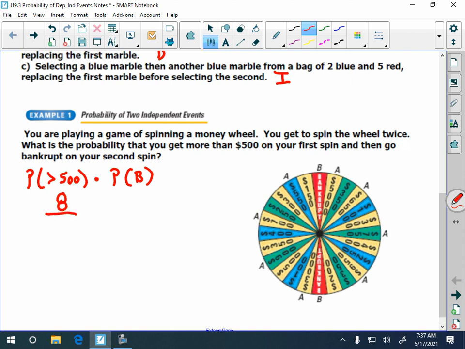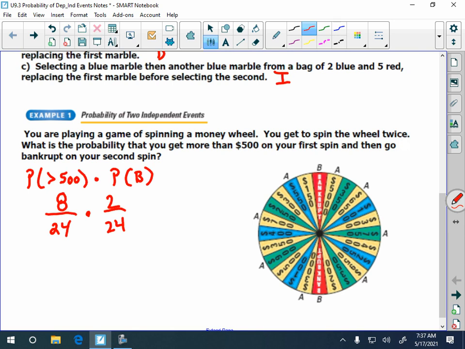And then we got to figure out, well, how many numbers are there even on this wheel? So there's 24. So we have a probability of 8 out of 24, or 1/3, of getting something greater than 500, times, now we want to find the probability of going bankrupt, and so we can see that there's 2 bankrupt. So we have a 2 out of 24. So what happened on the first spin is not going to affect our second spin. They're independent of each other.